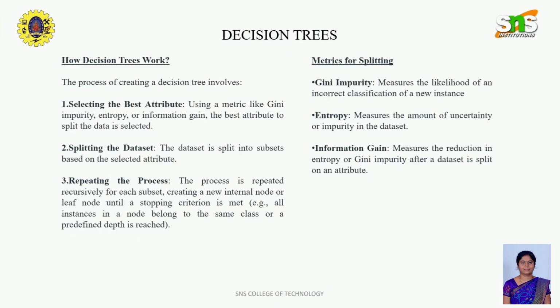So how does a decision tree work? The process of creating a decision tree involves 3 steps. That is, first we have to select the best attribute. The selection of the best attribute is done by the metrics for splitting, such as Gini impurity, entropy, and information gain. Then, by selecting the best attribute, we have to split the data sets. After splitting the data sets, we once again have to repeat the process 1, that is selecting the attribute, until we get the final answer.